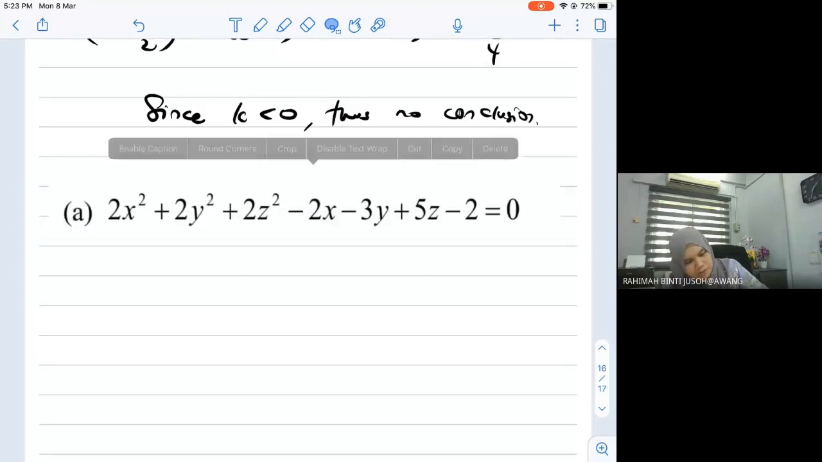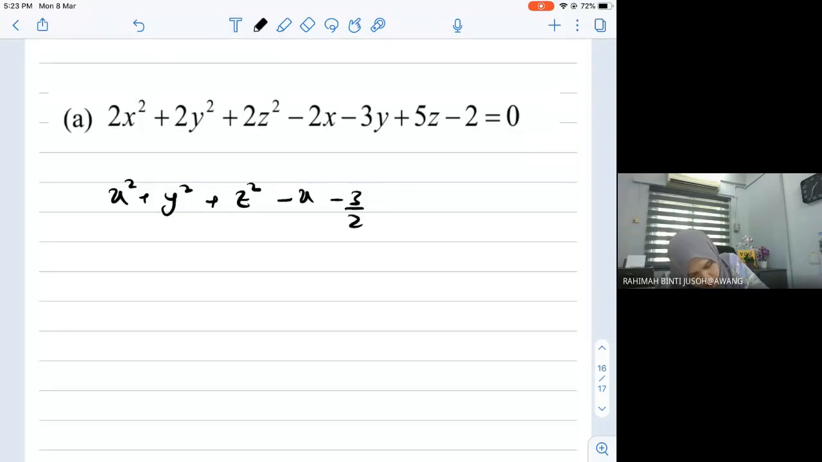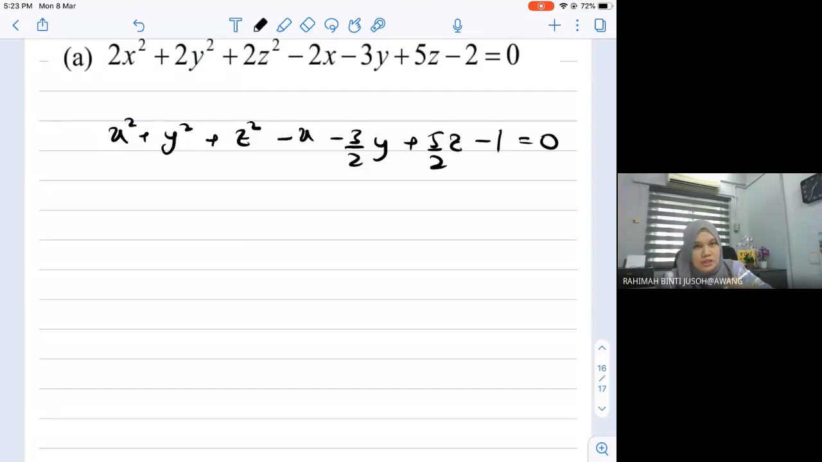Okay, first step guys, bila you nampak soalan macam ni, you kena make sure the coefficient for x squared, y squared, z squared equivalent to 1. So what you should do in this question, first you kena bahagi 2 semua sekali. So we will have x squared plus y squared plus z squared minus x minus 3 over 2y plus 5 over 2 z minus 1 equals to 0. Okay, then baru you buat computing the square.